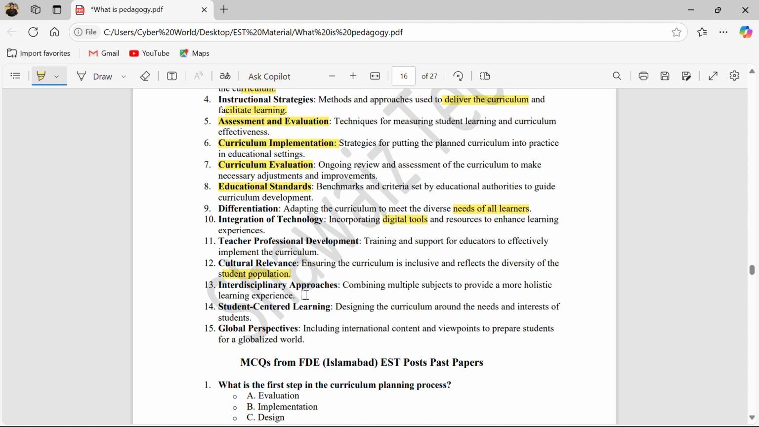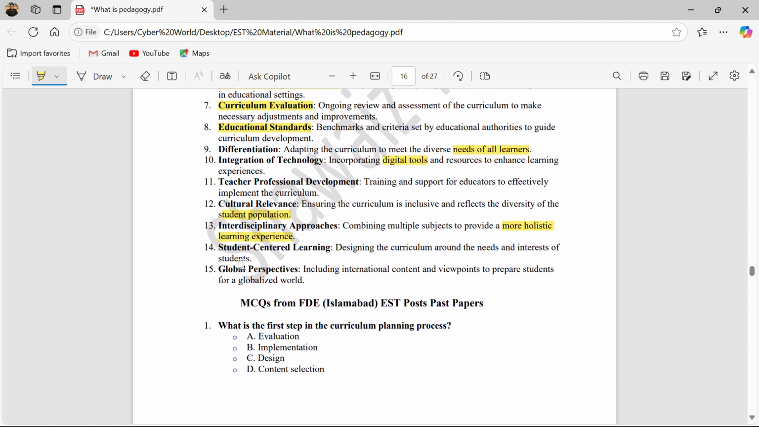Interdisciplinary approach, combining multiple subjects to provide a more holistic learning experience. Student-centered learning, designing the curriculum around the needs and interests of the students, so the curriculum has to be designed according to the students' interests. Global perspectives: what are global perspectives? They include international content and viewpoints to prepare students for a globalized world.